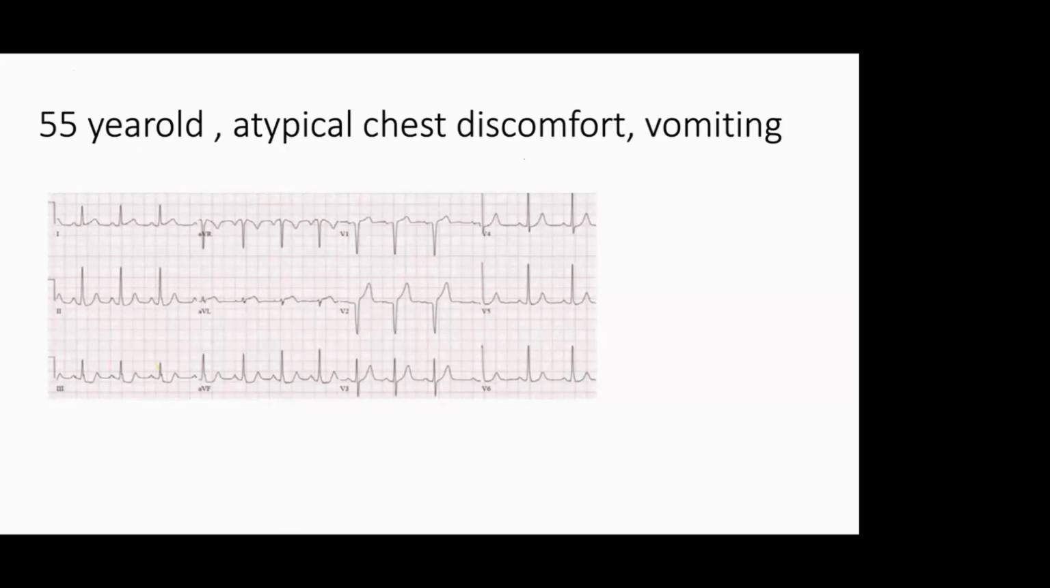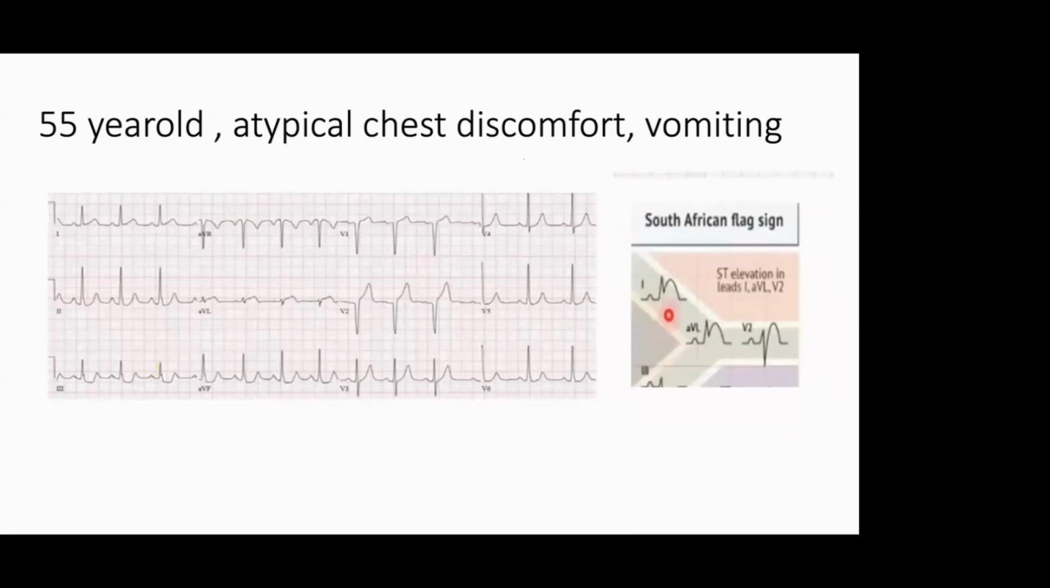This one is classical of that South African flag sign that you described. Because this abnormality we are seeing can be connected, from here to here and this to like this. So this is the South African flag: V2 loss of R, lead 1 AVL ST elevation, lead 3 ST depression. This is an isolated diagonal occlusion.